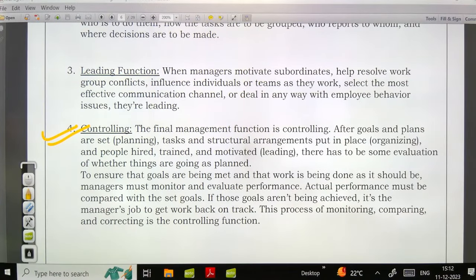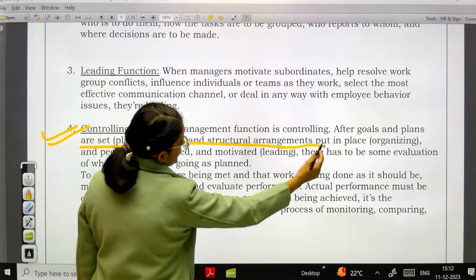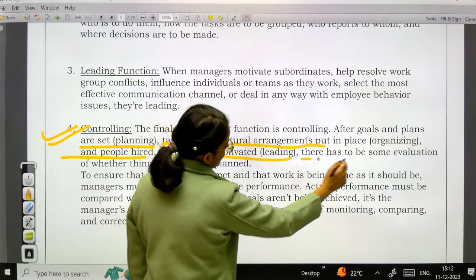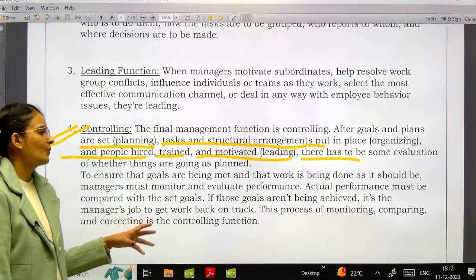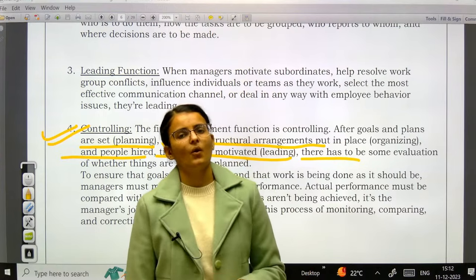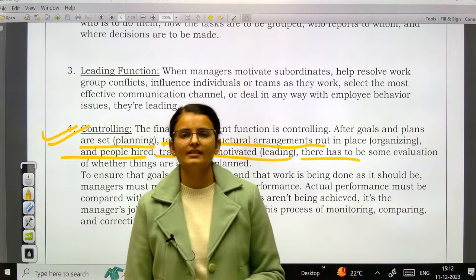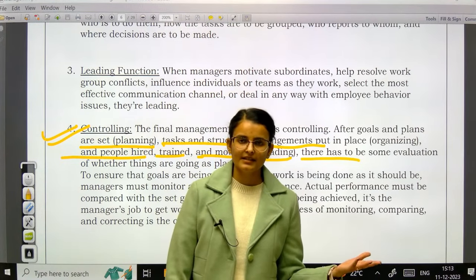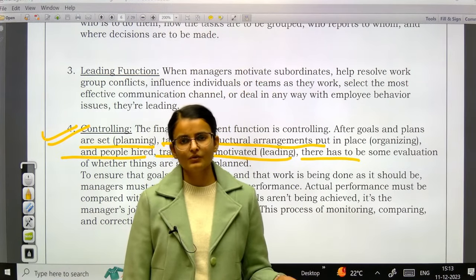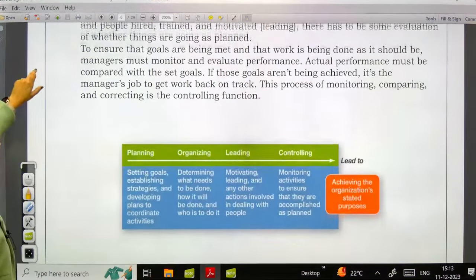Controlling. The final management function is controlling. After goals and plans are set, that is planning, tasks and structured arrangements are put in place, that is organizing, and people are hired, trained and motivated, that is leading, there has to be some evaluation of whether things are going as planned. So the manager will also take care of what is going on, what the predetermined standards are, whether the actual work assigned to these employees is going as per the standards, and what the gap between the two is, and control what is going wrong so that they can achieve the desired target at the predetermined time.